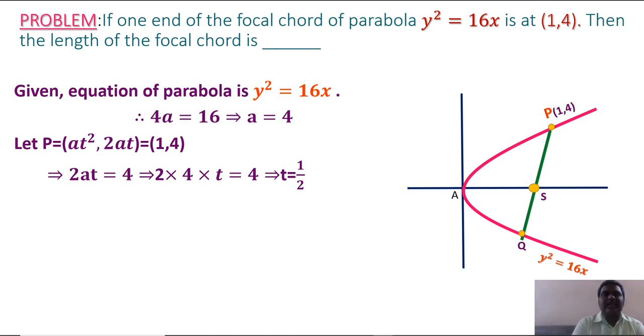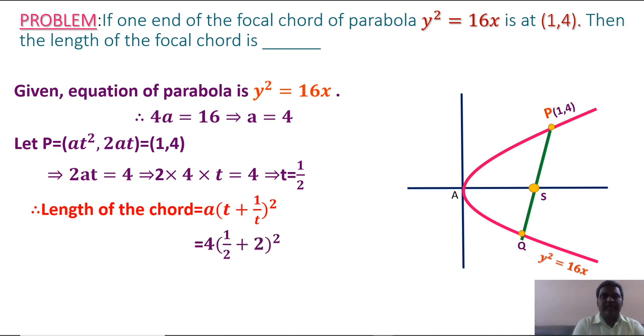After getting the value of t, substitute the value of t in your formula. What is the length of the chord? A into t plus 1 by t whole square. Just substitute the values of a and t here. What we have to get? 4 into 1 by 2 plus 2 whole square. What is 1 by 2 plus 2? 5 by 2 whole square. 5 by 2 whole square means 25 by 4. So on simplifying, 4 into 25 by 4, that is equal to 25 units. In this manner, we can easily find the length of the focal chord. No need to find the equation of chord, no need to find their point of intersection, and no need to find their length. Understand? Right? Let us see one more concept.